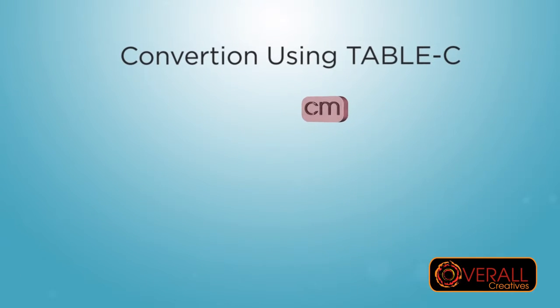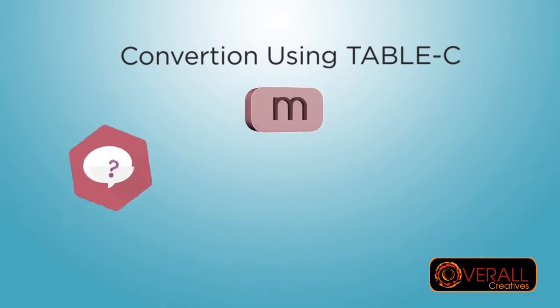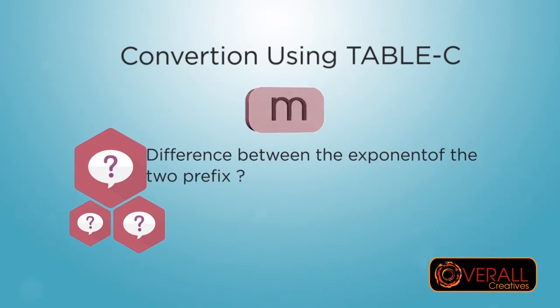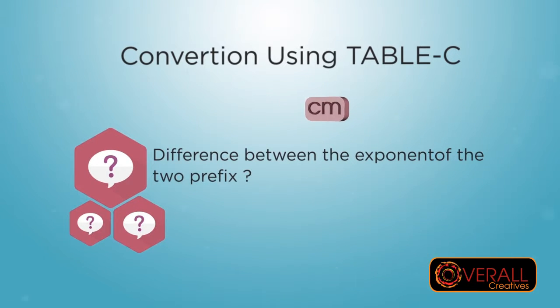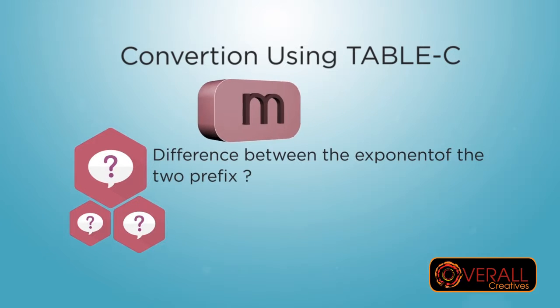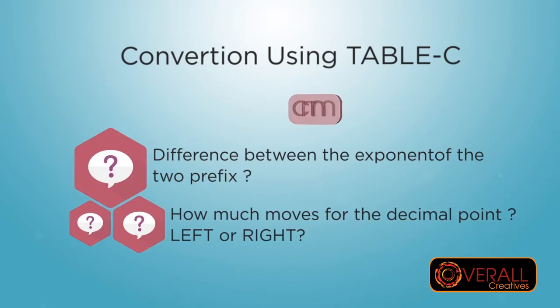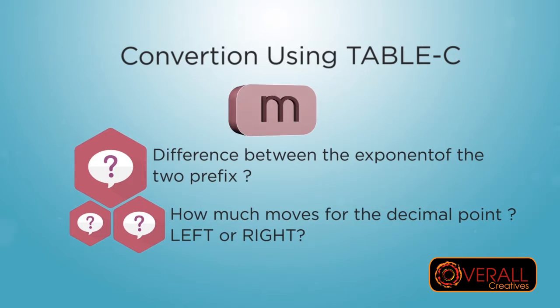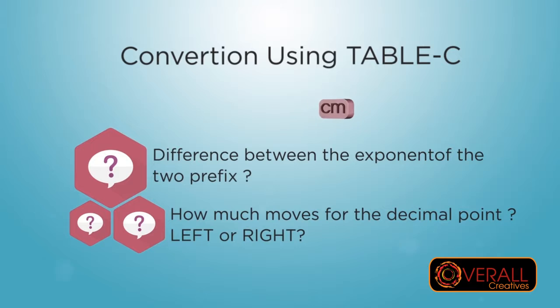So how do we convert then between units of measurement using Table C? The first thing you're going to do is find the difference between the exponents of the two prefixes using your Table C. Then we're going to move the decimal point that many places. Now the question is, do I move it to the left or to the right?